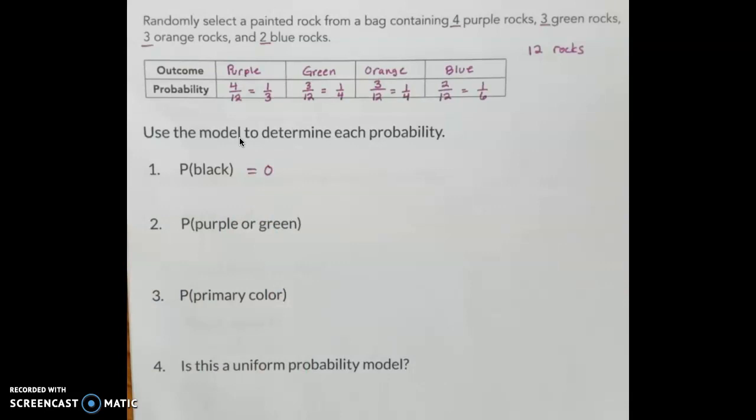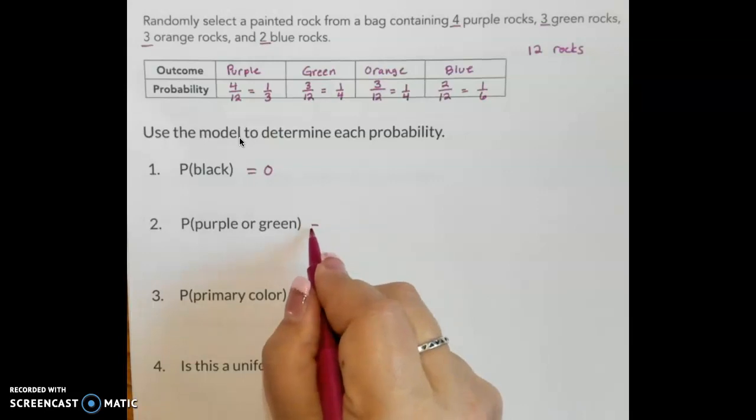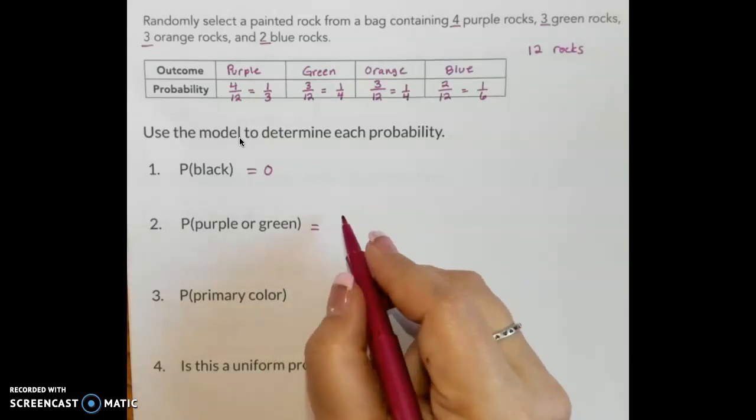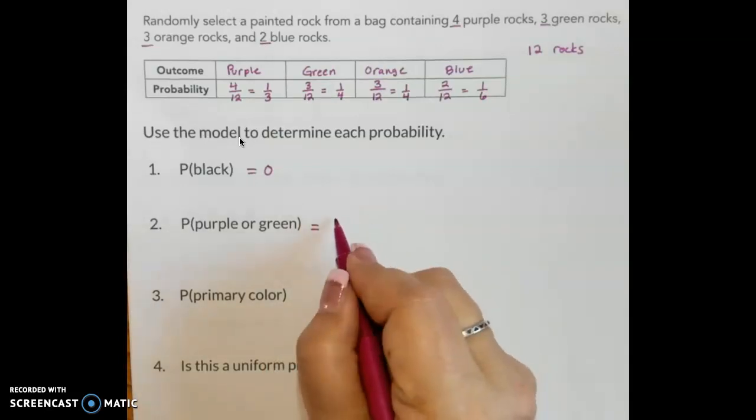If you said 0, you are absolutely correct. Number 2, what is the probability of picking a purple or a green? Okay, so we can find this out by adding the 2 probabilities of purple and green together.